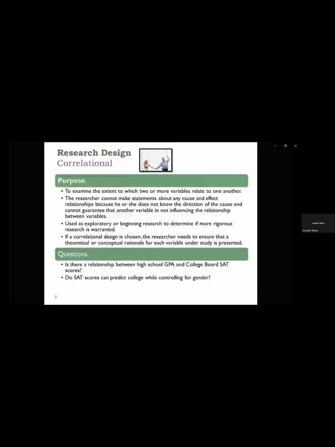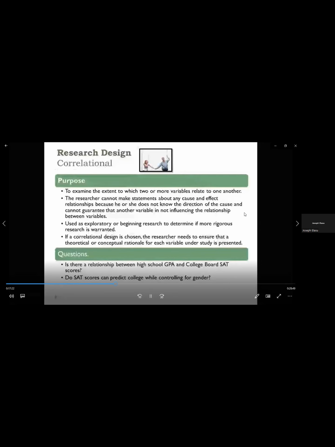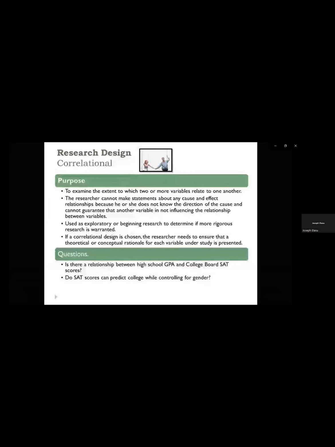Other examples of correlational studies may be, is there a relationship between high school GPA and college board SAT scores? We know in the research that some research says there is and some research says there isn't. If you choose to do a correlational design, it's important that you recognize that you cannot speak in terms of cause and effect. You simply have two variables of interest. One does not cause the other because you don't know the direction of the cause and effect. You can't guarantee that one variable caused another. All you know is that they are varying together. Let's say we're looking at two scores such as GPA and SAT, we just want to know, do they increase and decrease together?